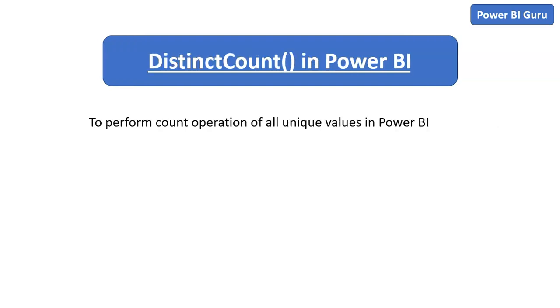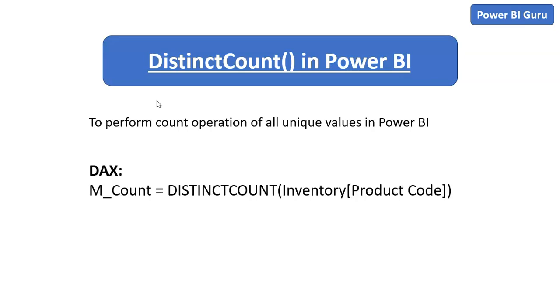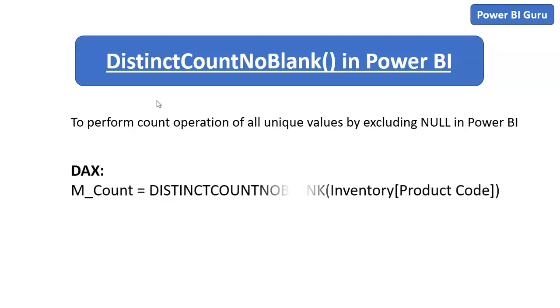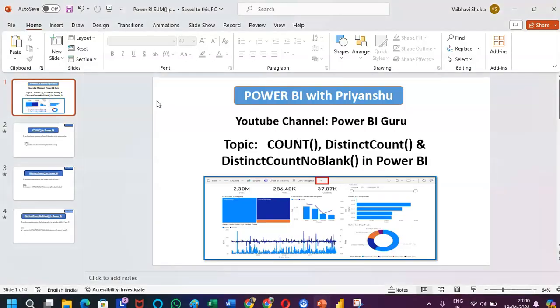Now we can go to distinct count. Distinct count is to perform a count operation on all unique values. So basically it will give all the unique records. So this is the syntax for distinct count. Now let's go to distinct count no blank in Power BI. To perform a count operation by getting all the unique values and excluding null values as well, we can use this operation. So let's see in Power BI how we use this.